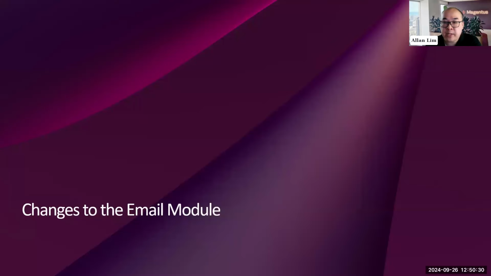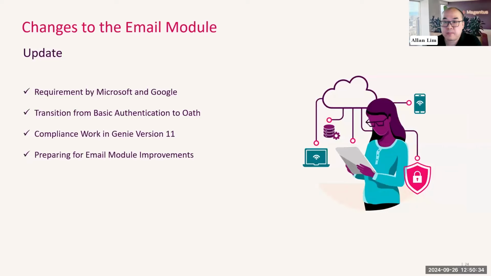A small update regarding the email module in Genie. There is an important update regarding the requirement by Microsoft and Google that all third-party applications transition email accounts from basic authentication to OAuth for improved cyber protection from the 16th and 30th of September, respectively. We are in the process of delivering this compliance work as part of Genie version 11, as well as laying the foundations for further email module improvements.